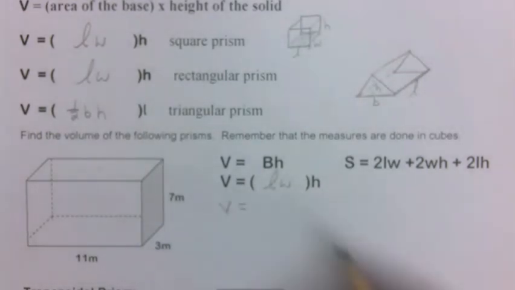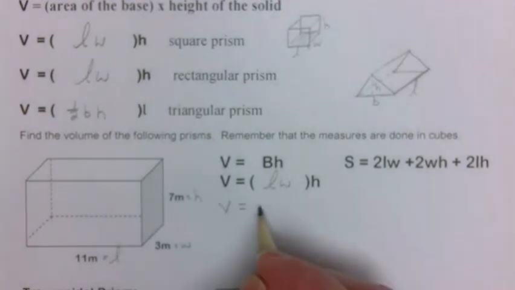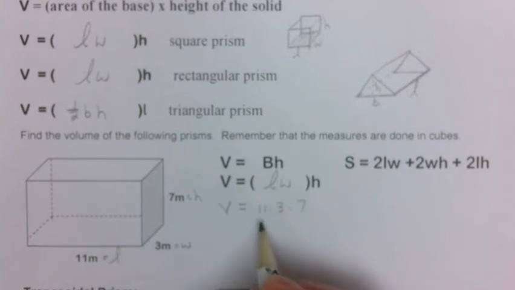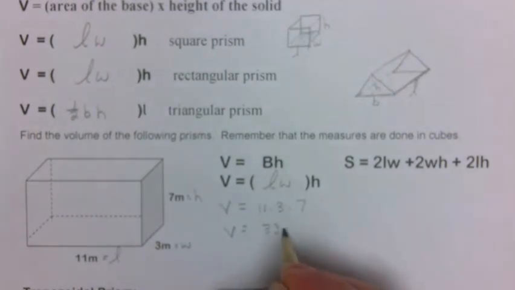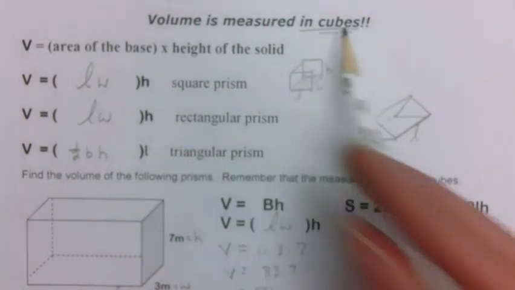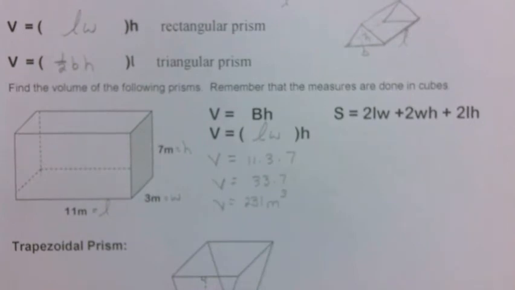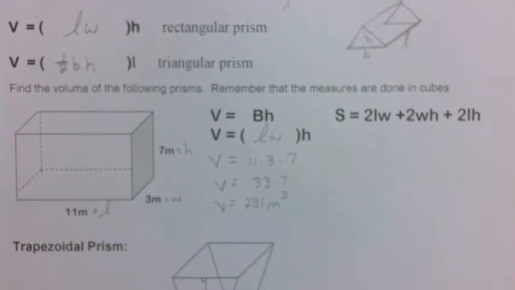So V equals, well, I can call 11 meters the length, 3 meters the width, and 7 meters the height. All I need to do then is 11 times 3 times 7, the length times the width times the height. Multiplying here, 11 times 3, that's going to be 33. And then I just have to do 33 times 7, which is going to equal 231. Now the units are meters, and back up here we said it's measured in cubes, so it's going to be meters cubed, or meters to the third power. 231 cubic meters is the volume of that rectangular prism.